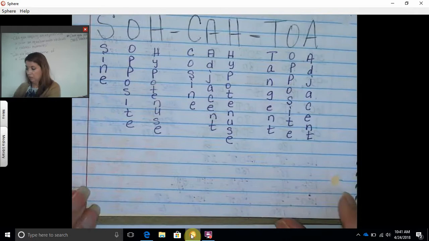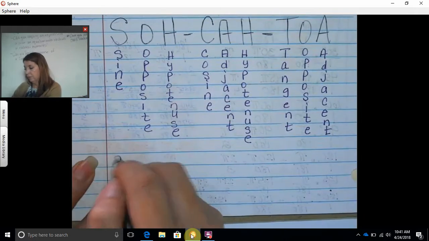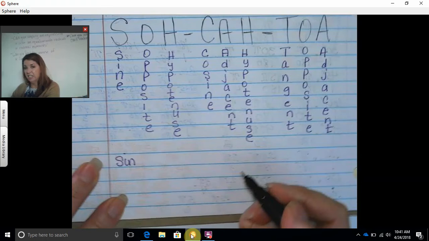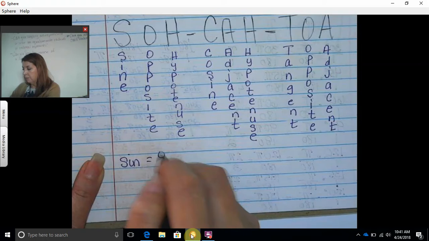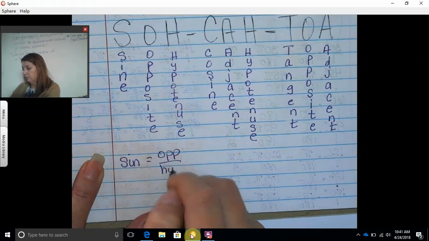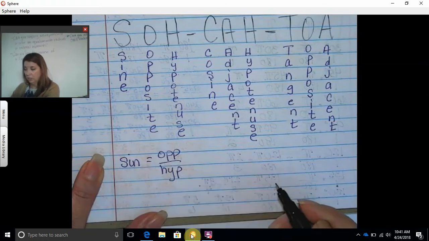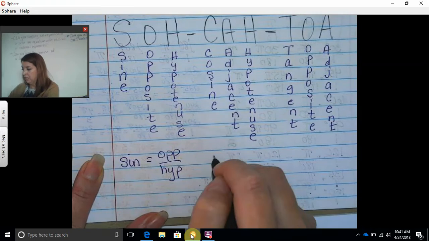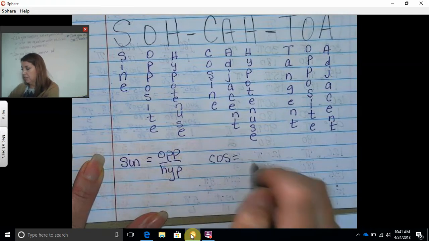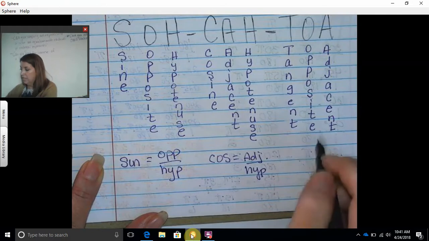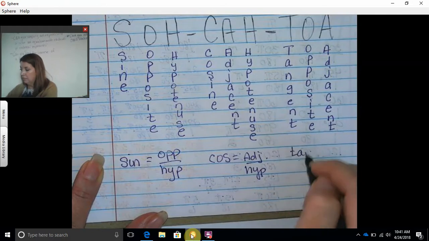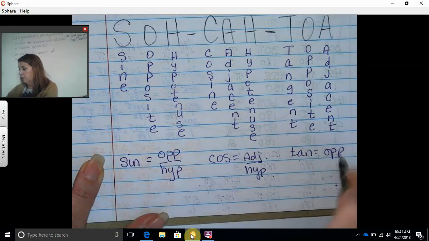So I'll write those out at the bottom. For sine, the abbreviation is SIN instead of SINE. Sine equals opposite over hypotenuse. Cosine, the abbreviation is COS. Cosine is adjacent over hypotenuse. Tangent, the abbreviation is TAN, and that's opposite over adjacent.